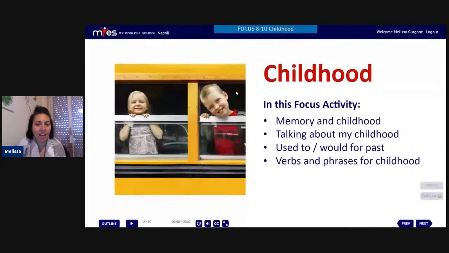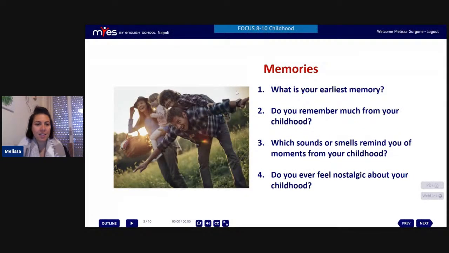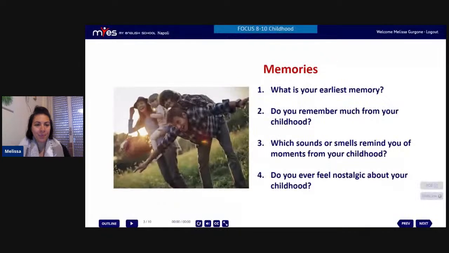So in this focus activity this afternoon, we are looking at memory and childhood, talking about our childhood, using used to and would for the past, and verbs and phrases for childhood. Great. Some questions to begin.